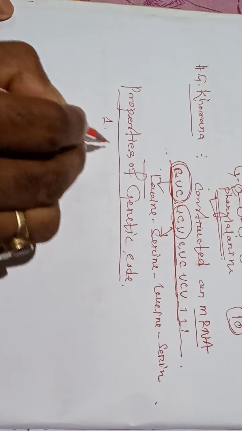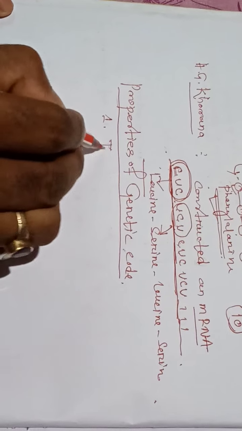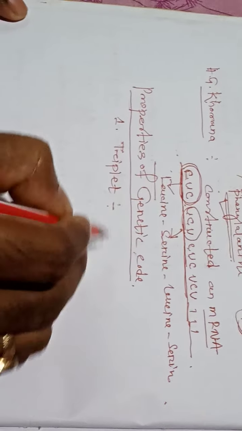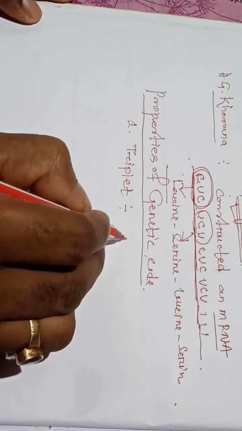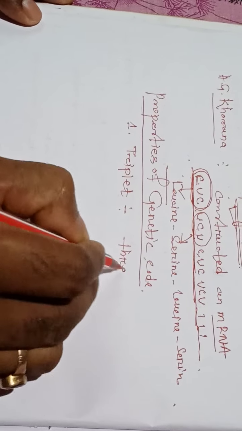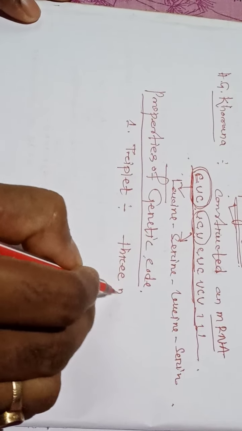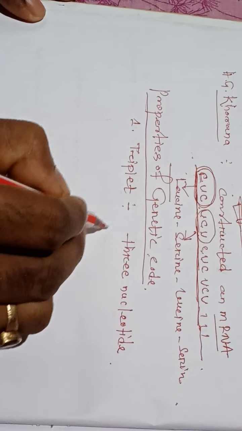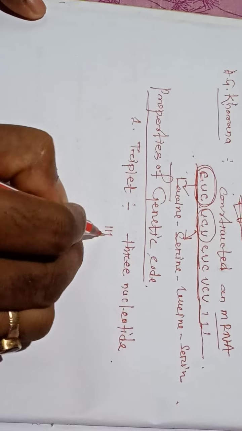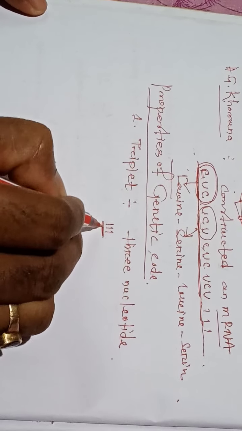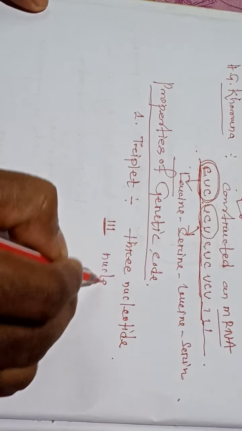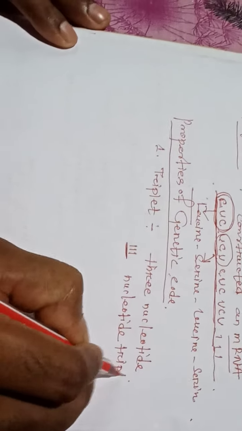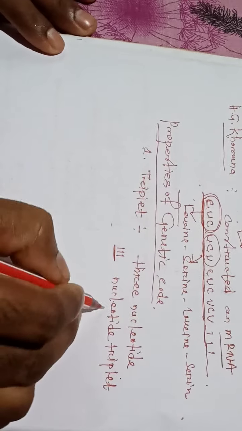Number one, the code is a triplet code, meaning each codon consists of three nucleotides. In mRNA, three nucleotides form a nucleotide triplet, which is called a codon.